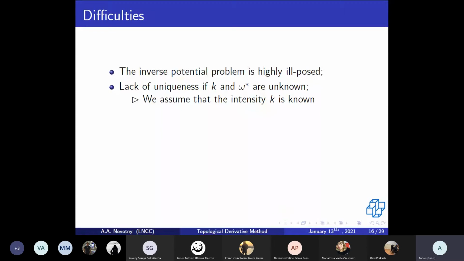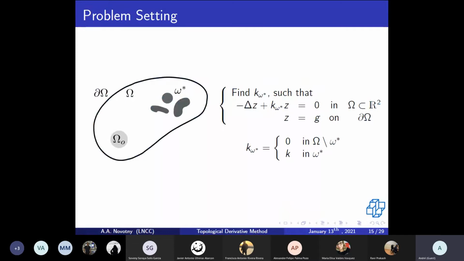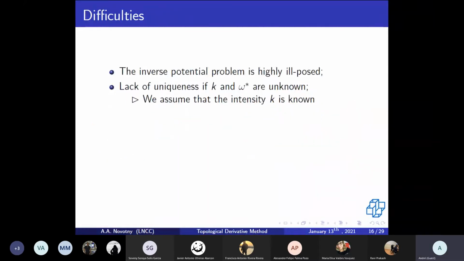There is a lack of uniqueness if the coefficient k and the shape of omega star are unknown. So we assume that k is given, and then we want to find the support of the potential omega star. The paradigm here is the following: we know what we are looking for, but we do not know where they are.